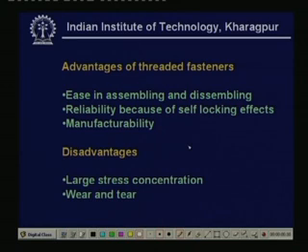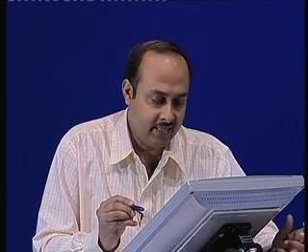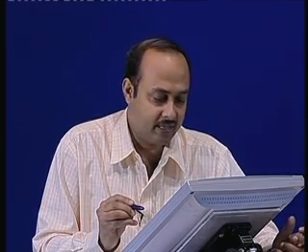The first advantage is ease in assembling and disassembling, which is very important, because we have to assemble and disassemble these different components for maintenance purposes. If the joints are permanent, then they cannot be assembled and disassembled. If the joints are non-permanent, then they can be assembled or disassembled with ease. This is provided by the threaded fasteners, because they can be conveniently assembled or disassembled, and the maintenance becomes easy.